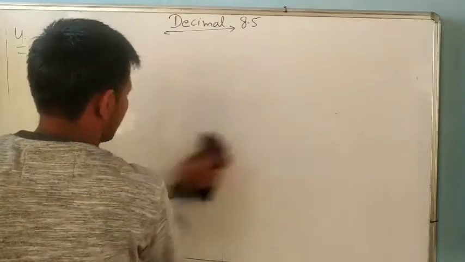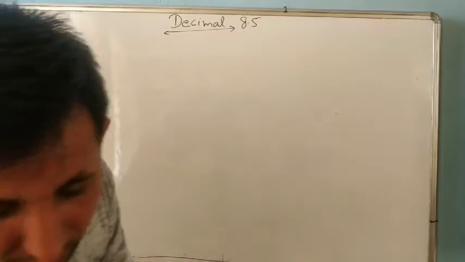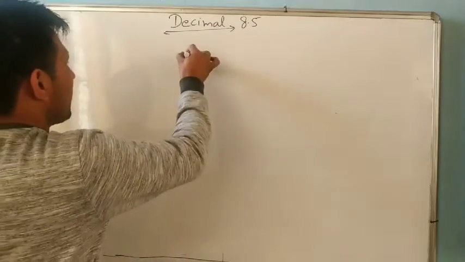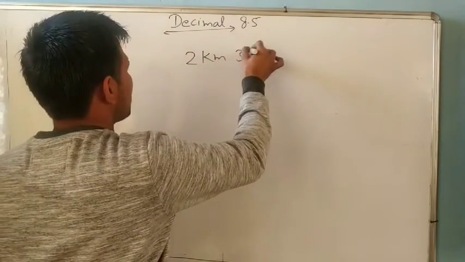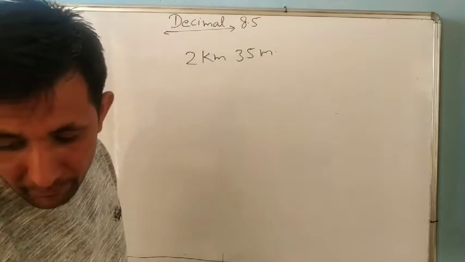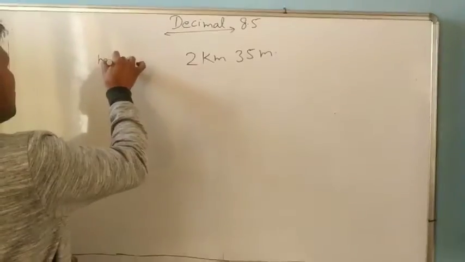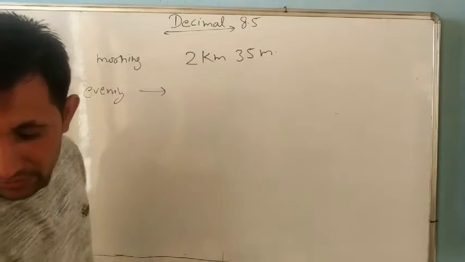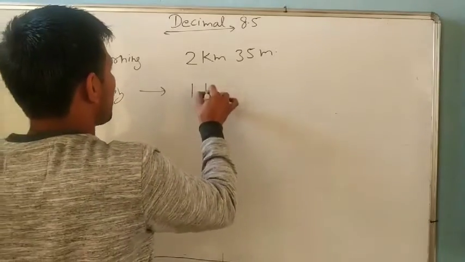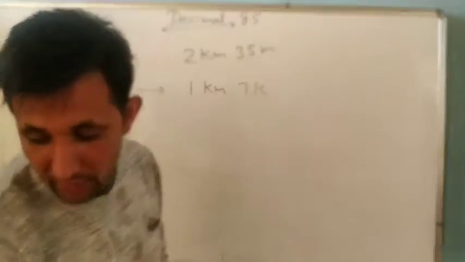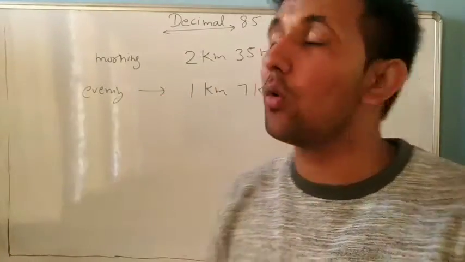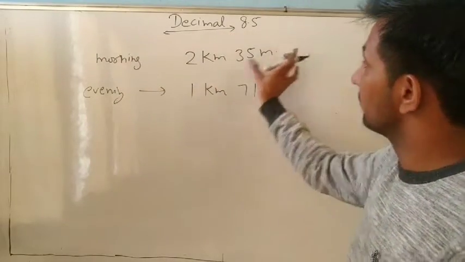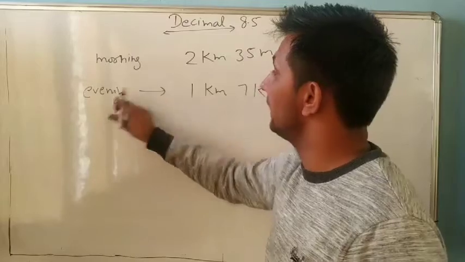Next is question number 5. You will write it yourself. Because in the question it is given that Naresh walked 2 kilometer and 35 meter in the morning. And in the evening, how much? In the evening time 1 kilometer 7 meter. So how much distance did he walk in all? So first write the distance covered by Naresh in the morning, this one. Distance covered by Naresh in the evening, this one.